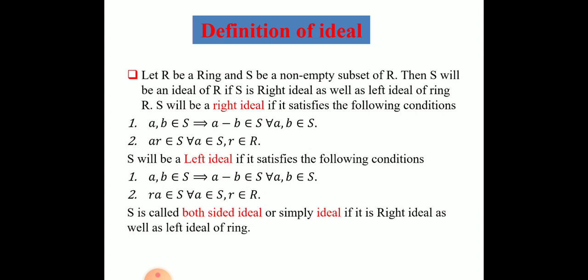And if the first property remains the same, means A, B belongs to S implies A minus B belongs to S. And for the second property, if we have RA belongs to S for all A belonging to S and R belonging to R, then we say S will be a left ideal. And if S is a left ideal and right ideal both, then we say S is a both-sided ideal, or simply we say S is an ideal of the ring R.